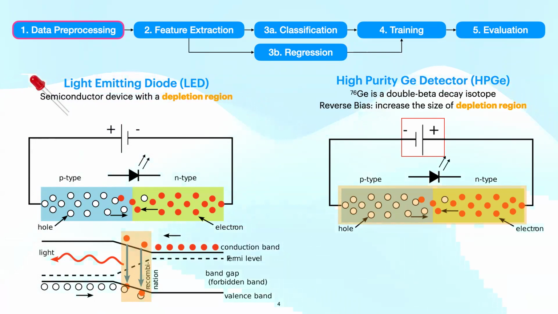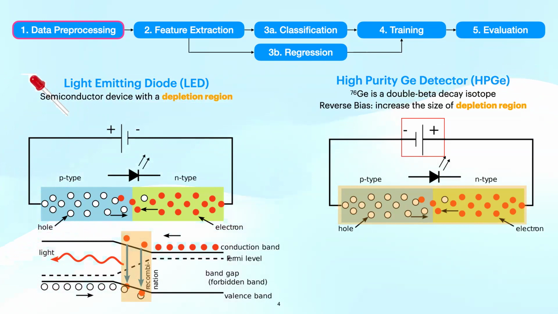So if you have a p-n junction and you reverse the direction of your battery, what you can do is increase the size of this depletion region where there is no charge. So if you have a higher voltage, you can increase it even further to cover the entire body of your semiconductor device. So this semiconductor with a full depletion region becomes a very nice detector that we can use.